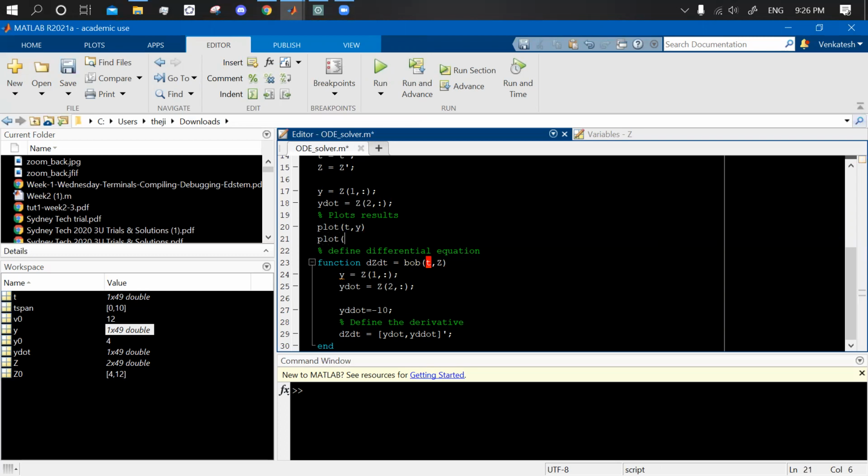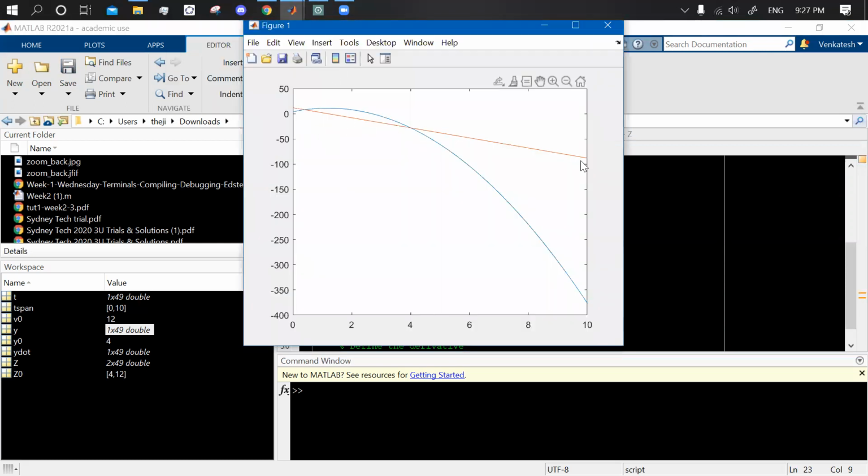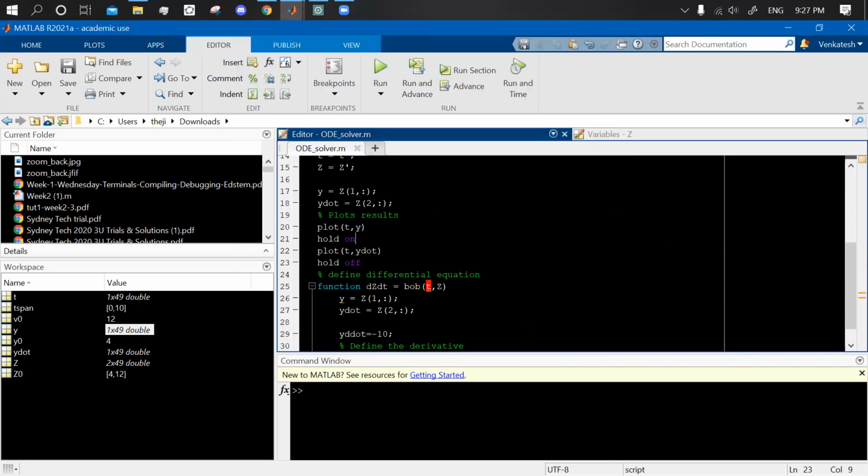If I hold this on and then plot t and then y dot, hold off again. You don't want it to hold on for too long. It plots both of them now. This is the derivative, so this is the constant acceleration, or like, the velocity is constantly decreasing. And this is the ball going up and then going down. Notice how the velocity starts off at 12 as well. So that's how this kind of works.